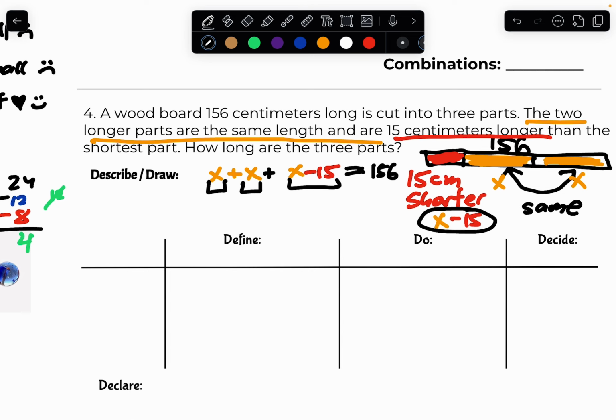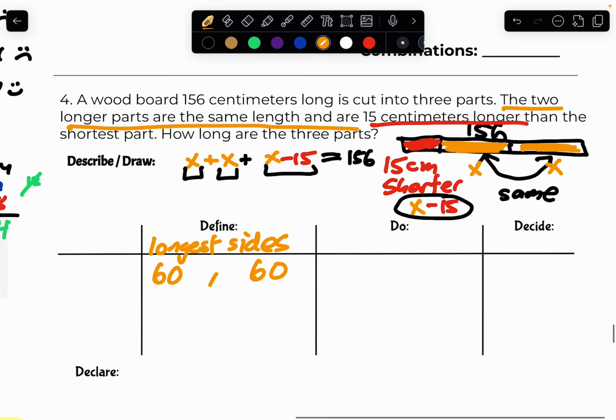Okay, so what we're going to do is choose the longest side. Let's choose a random number. Maybe not 100. 100 would be too long. Let's try 60. Okay, so if I say 60, what are the other sides? The other side has to be 60, right? Because there's 2 of the same.